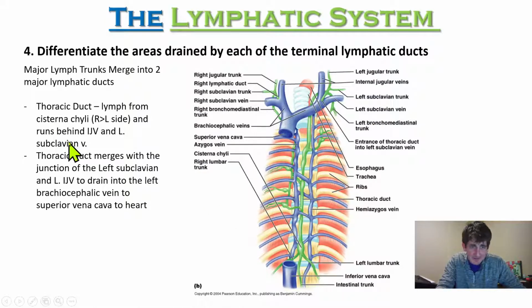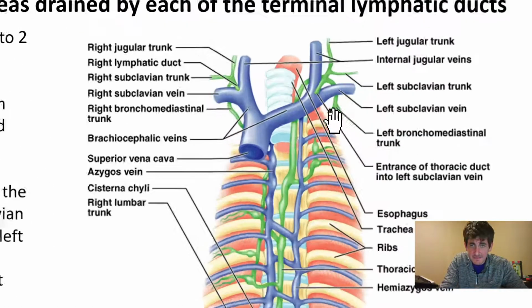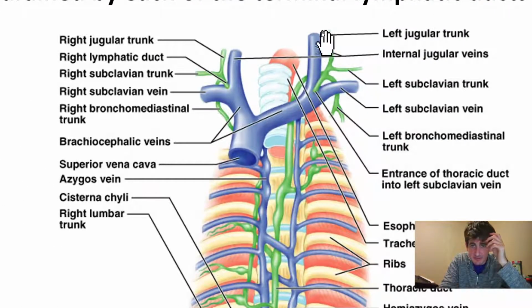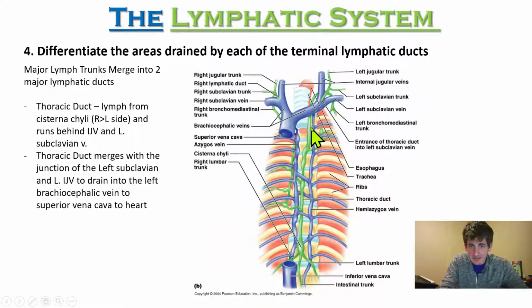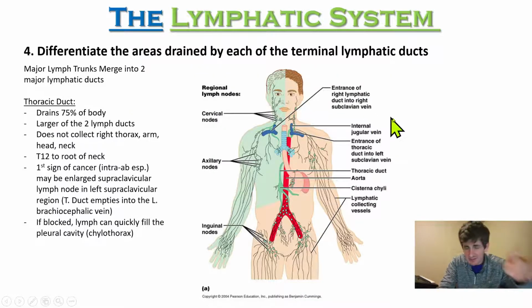It's going to take it up, run posterior to the internal jugular vein and the brachiocephalic vein, and run behind the left subclavian vein. It's going to be more on the left side of the body. And then it's going to merge at the junction of the left subclavian and internal jugular right here to drain into the brachiocephalic vein on the left and go into the superior vena cava and heart. So that is our thoracic duct. It drains 3/4 of our body, right? It drains the left side, and below the diaphragm, I believe.